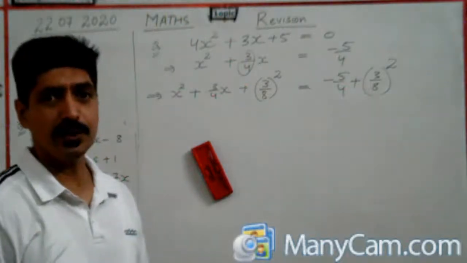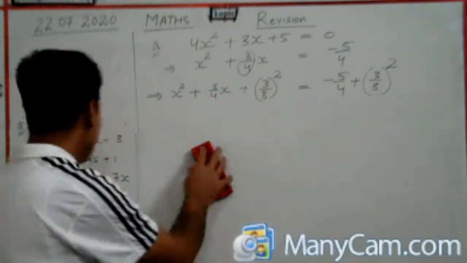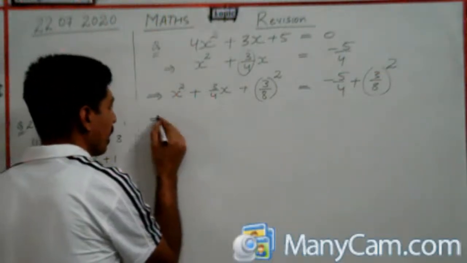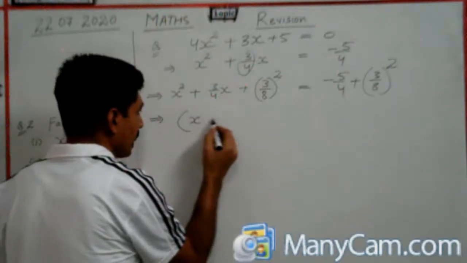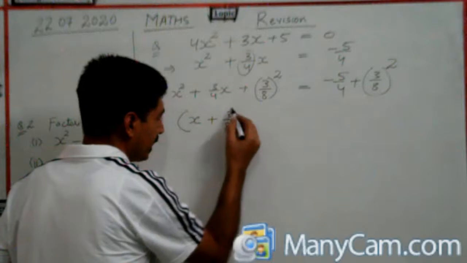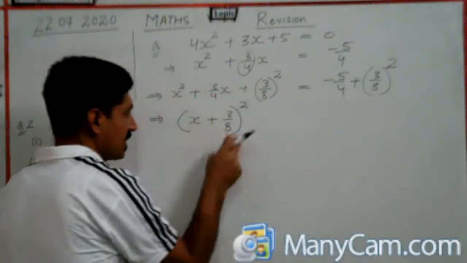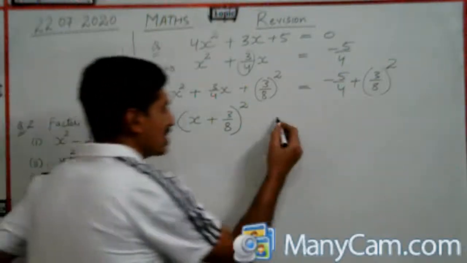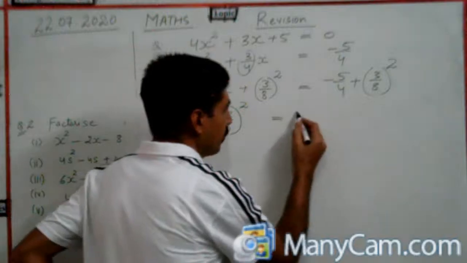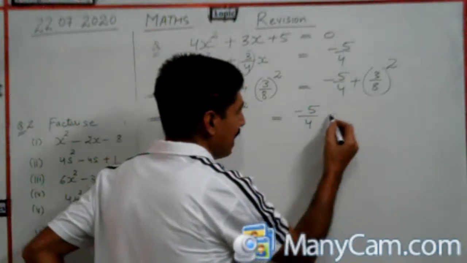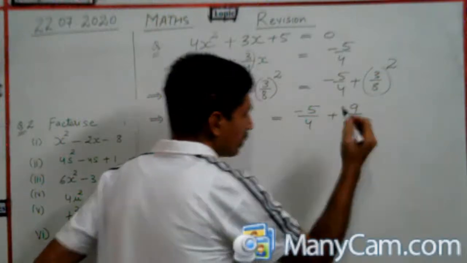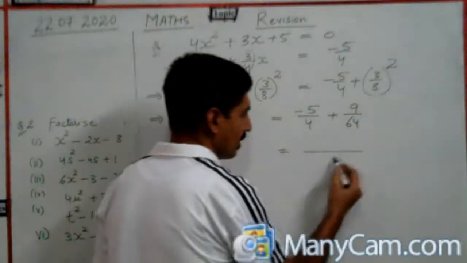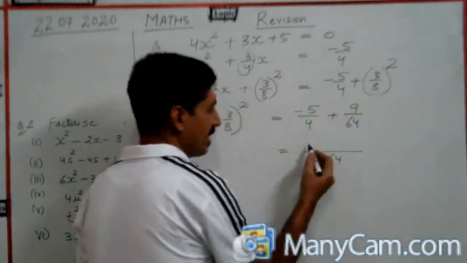Now what we will do? We will write here x plus 3 upon 8 whole square, because it is a square plus b square plus 2ab. And here we will solve, that is minus 5 upon 4 plus 9 upon 64. So LCM here is, that is 64, 16 5s are.